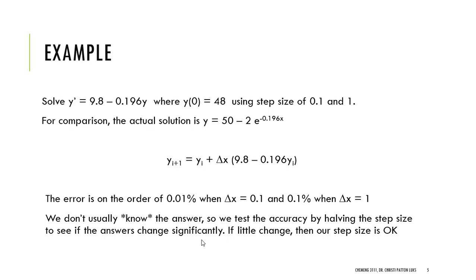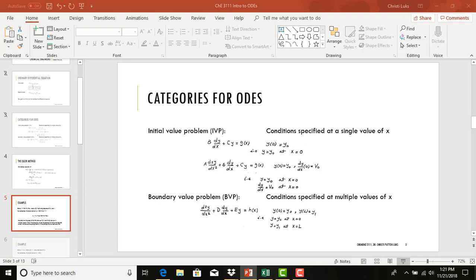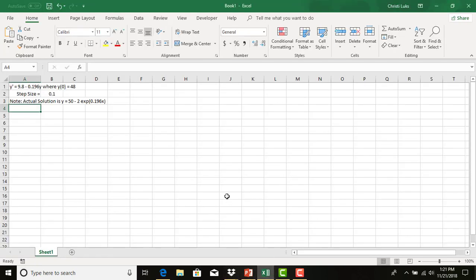I don't normally have the luxury of knowing the answer. So what we typically do is try a step size, and then keep cutting the step size in half until I see one where I don't really get a lot of change. And in that case, I'll say, okay, then I'm good enough and I'm done. So let's now look at this in Excel, because really that's the purpose here.